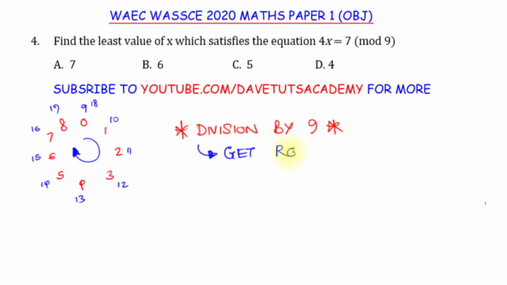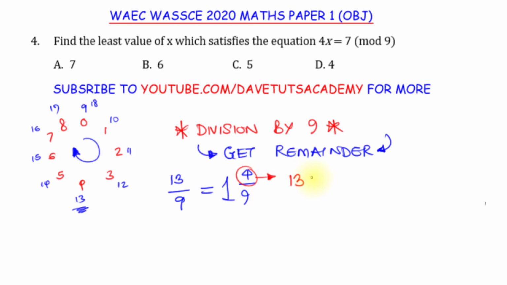I'm just using this as a means of refreshing our understanding of modular arithmetic. Look at this. If I want to talk about 13, I know that 13 over 9 will be 1, and 13 minus 9, which is the remainder, will be 4 over 9. So looking at this little explanation, 4 is the expression of 13 under modulo 9.